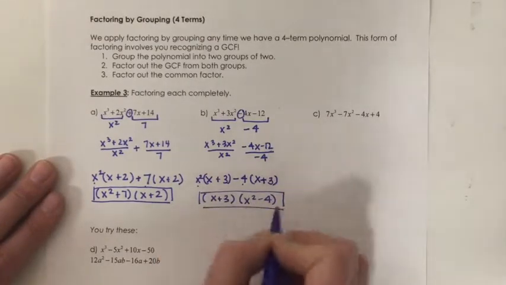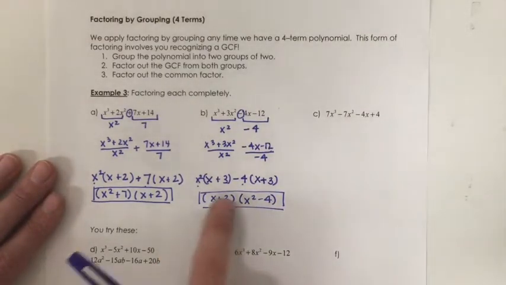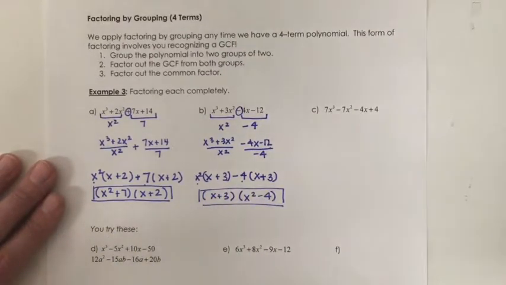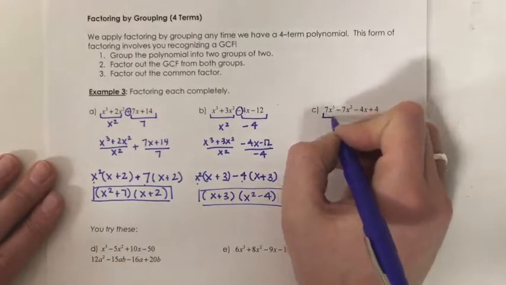And notice, because multiplication is commutative, it doesn't matter if you put the x plus 3 first, like we did here, or if you put it second. That's equivalent. Okay, one more together.